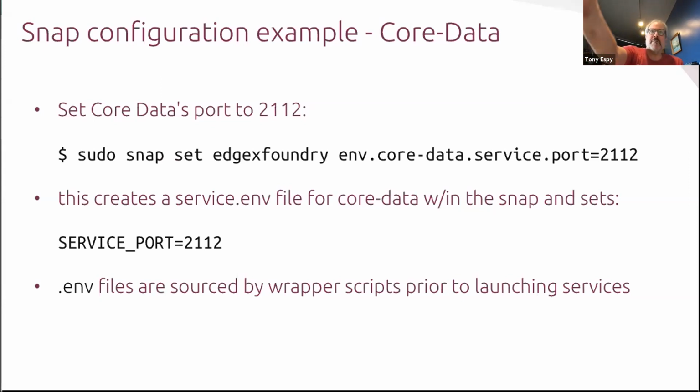But here I show the prefix env dot. We include the service name because the EdgeX Foundry snap has all of the services in it, so you have to identify which service we're providing this override for. And then service.port, those are values you can see in the configuration.toml. Those are the values that we're overriding. Under the covers, this creates a service.env file for core data and sets the environment variable SERVICE_PORT equals 2112.